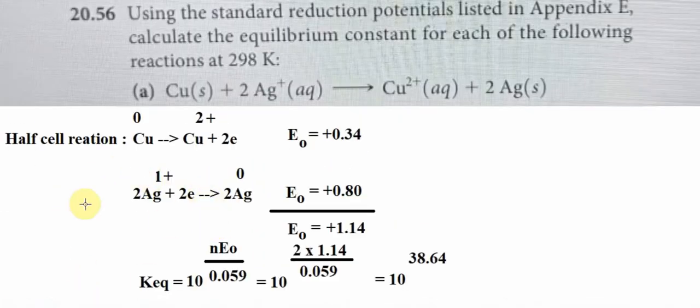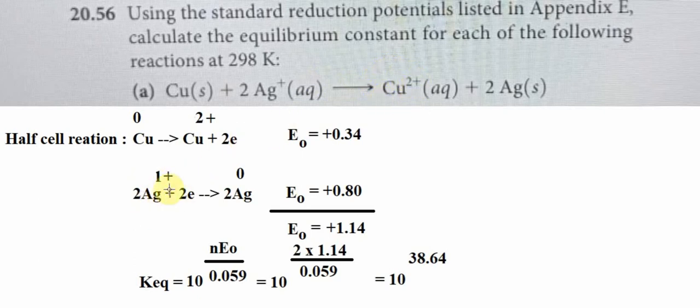First, we need to use the half cell reaction in here. So we need to find the copper and the Ag in here. In the copper, they agree about 2 plus. This means they will share 2 electrons for you. That's why this Cu gets 2 plus.